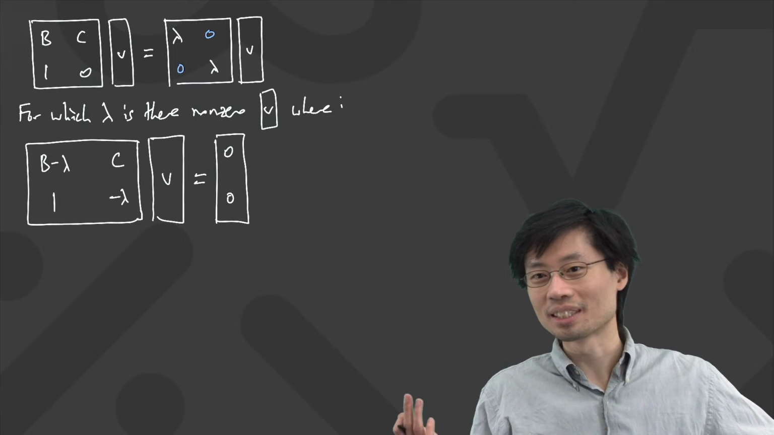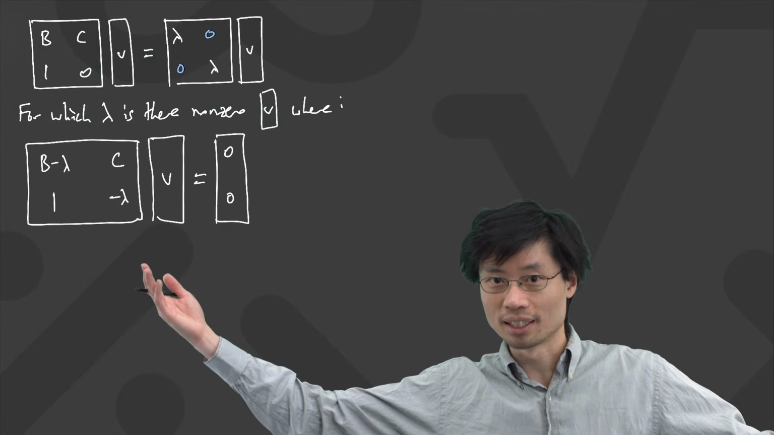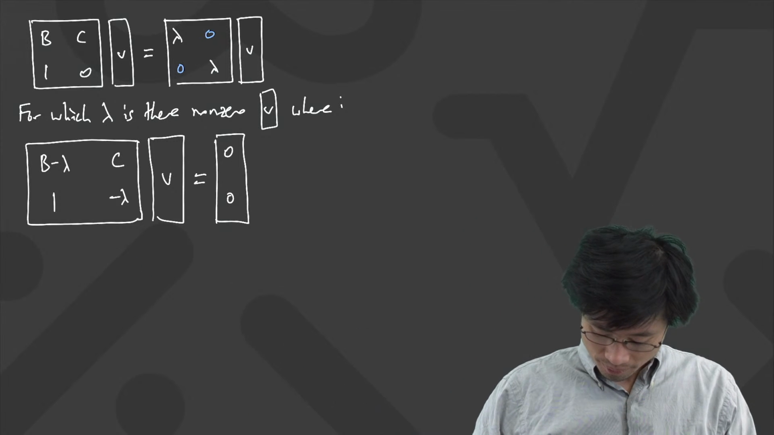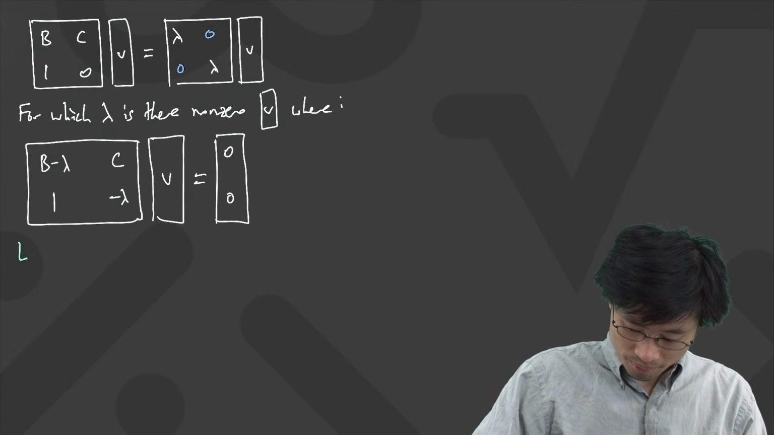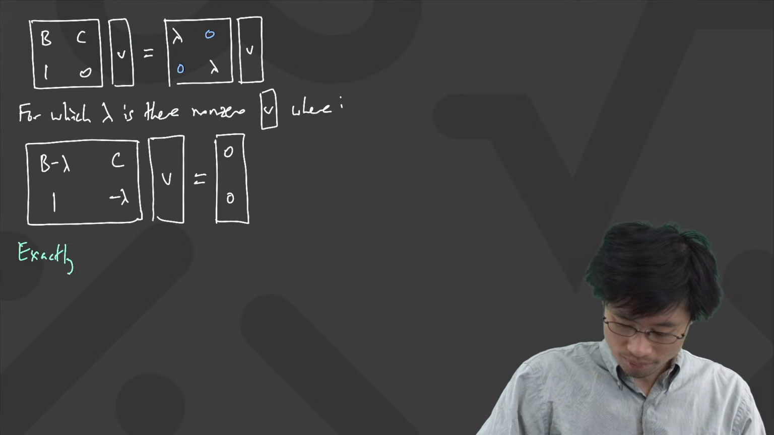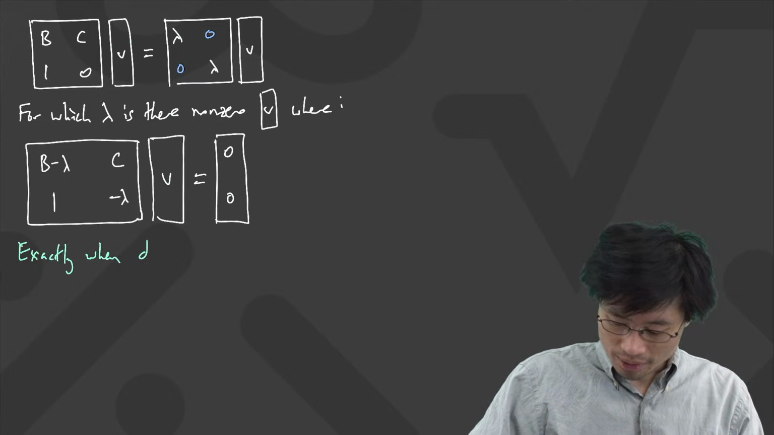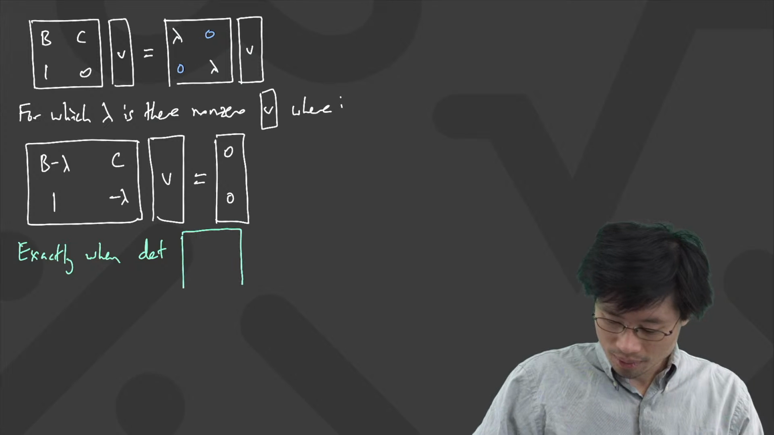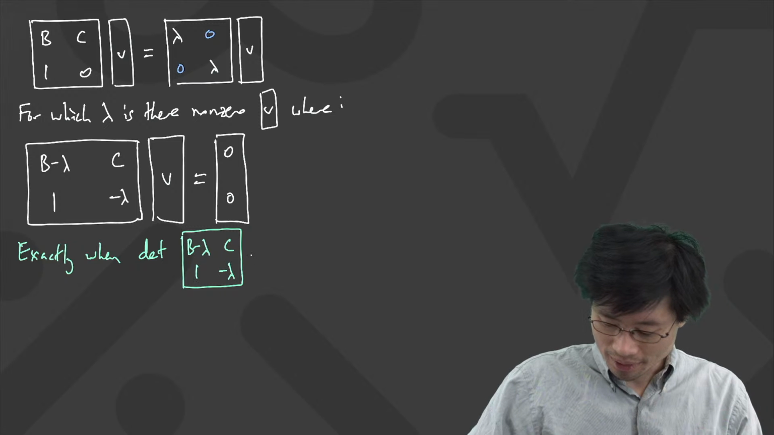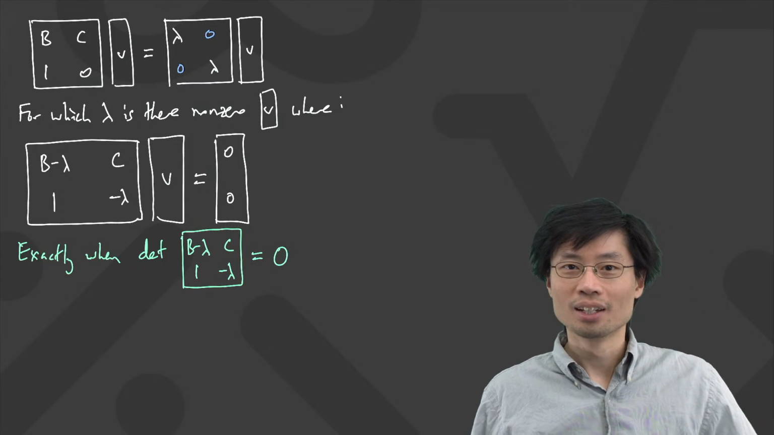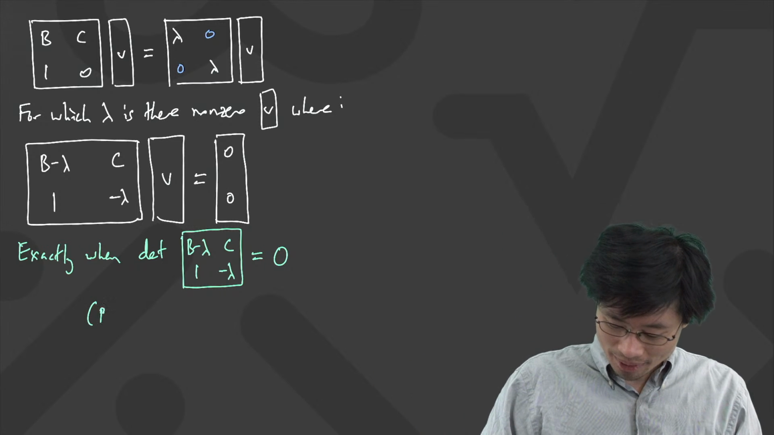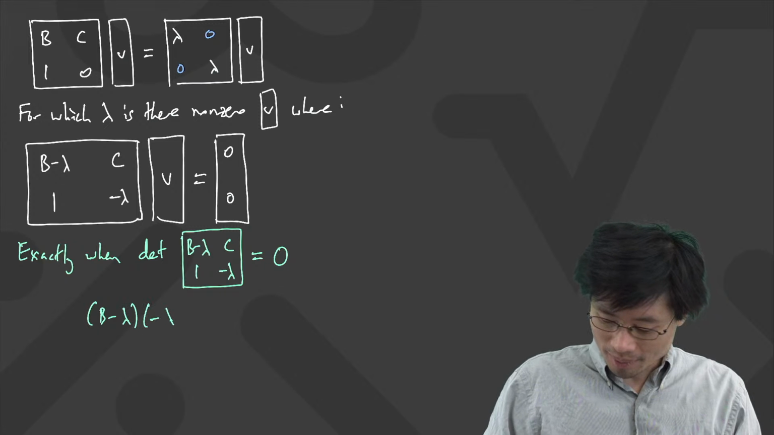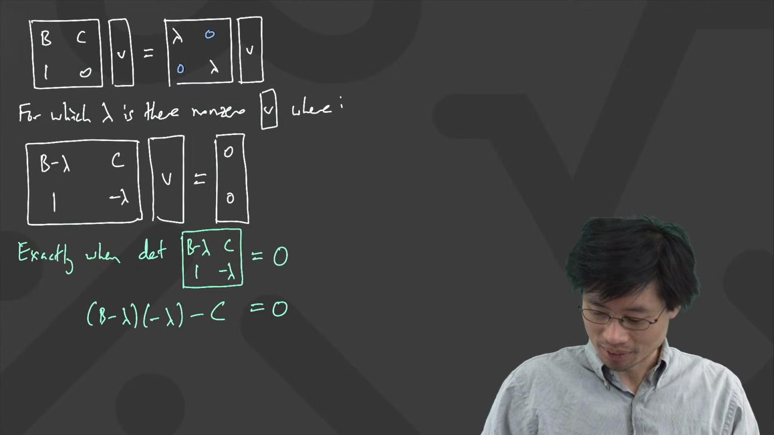Okay, and the idea here was this actually happens exactly when the determinant of this, b minus lambda, c, 1, and negative lambda, is equal to 0. Okay, so now I just have to take the determinant of this, and that is b minus lambda times negative lambda, minus a c equals 0.